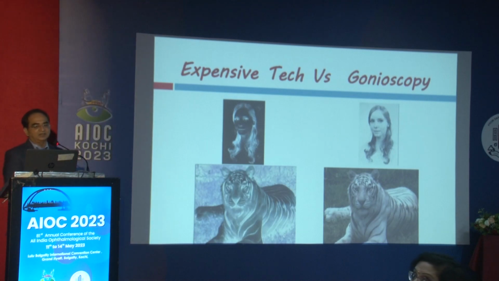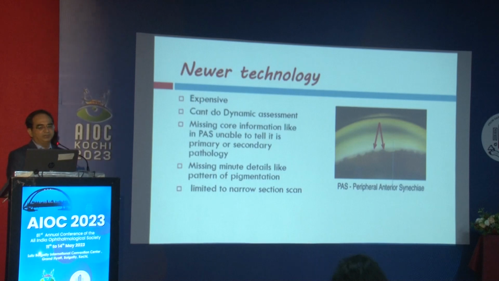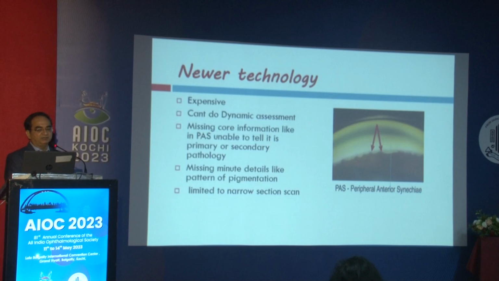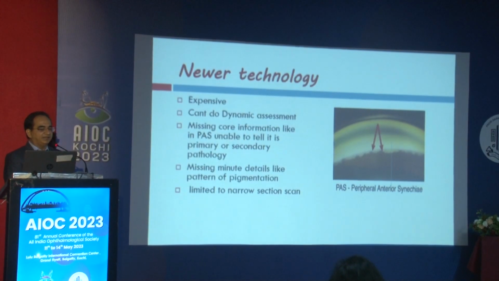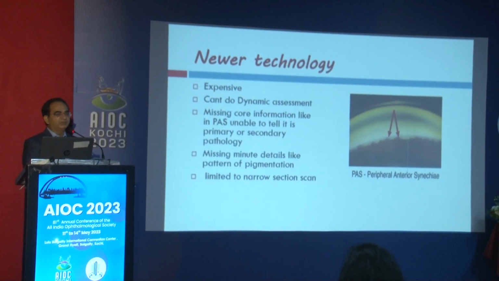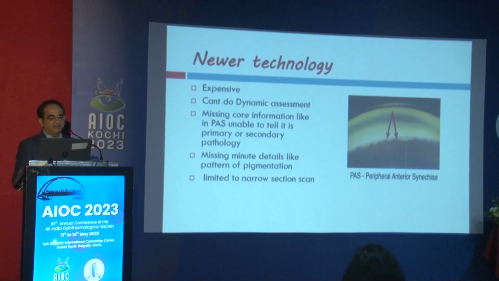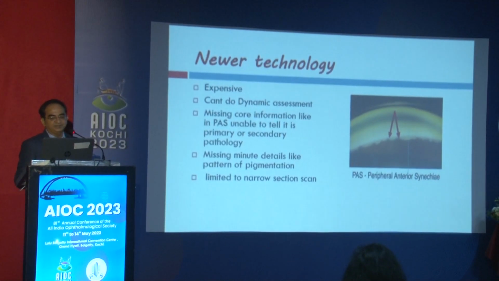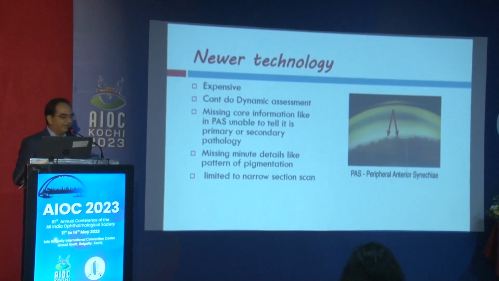So here we can conclude: expensive technique versus gonioscopy. What we see in gonioscopy is the actual image rather than expensive technology. The newer technologies are expensive, can't do dynamic assessment, and miss core information like synechiae, are unable to tell whether it is a primary or secondary pathology, miss minute detail like the pattern of pigmentation, and are limited to a narrow section scan. Like you can see in the image, if the section is right, that blue line, definitely it will be PAS.